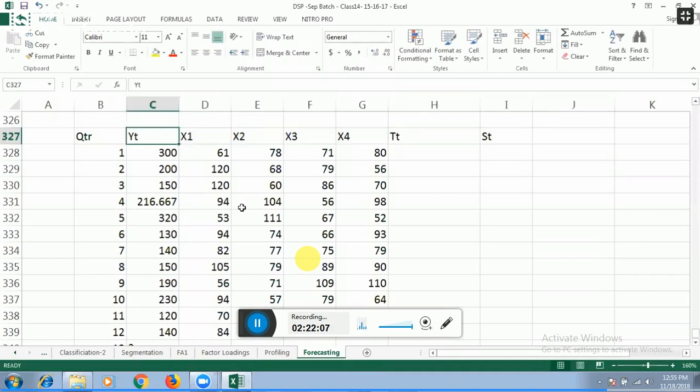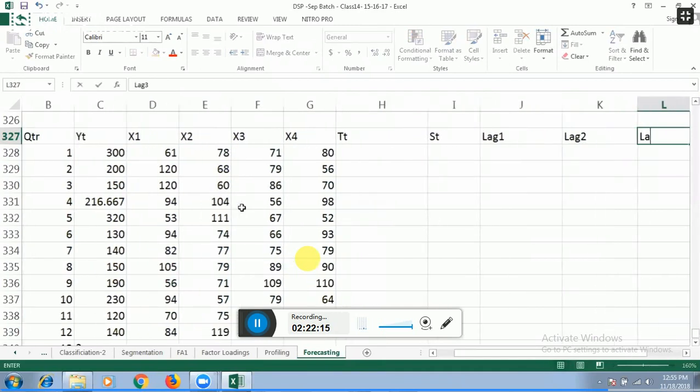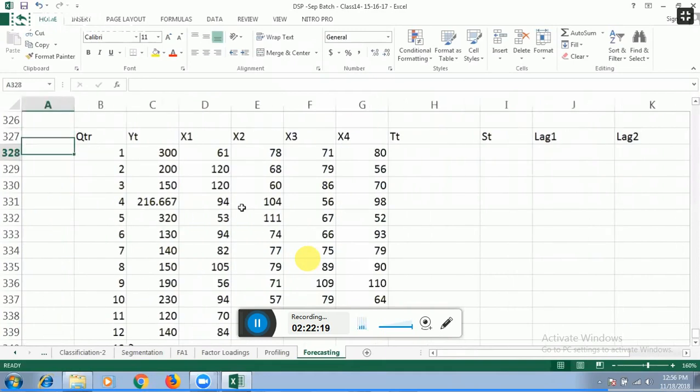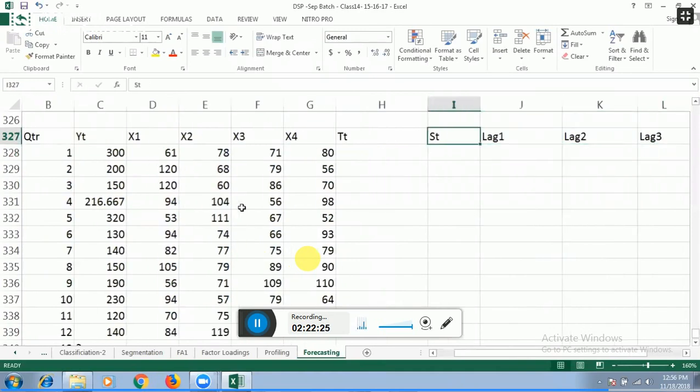Are my previous values of YT minus 1. So indirectly I'm saying that you can take a lag 1, you can take a lag 2, you can take a lag 3, etc. That is also sometimes you can take it. And if the data is quarterly, you can also look at the seasonal component. If you want to take a seasonal component, you can do that.